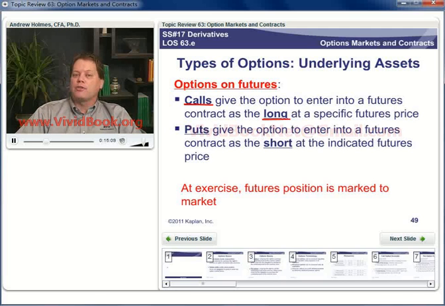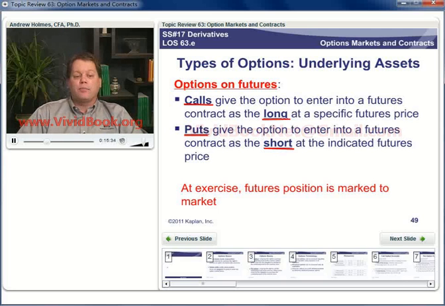Conversely, a put option gives the option holder the right but not the obligation to enter the futures contract as the short, at the indicated futures price. So at exercise, the futures position is marked to market. So if you exercise into your futures contract and it's in the money, you'll receive those cash flows from it being in the money immediately. And we talked about mark to market in just the last reading. So anyway, those are different types of options.